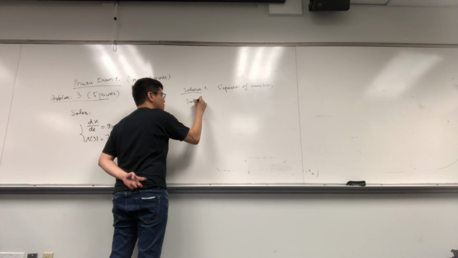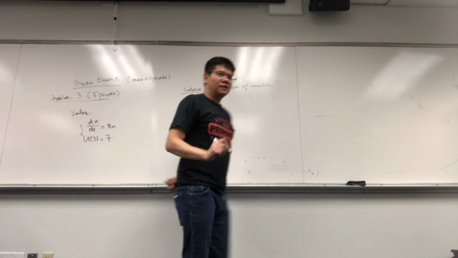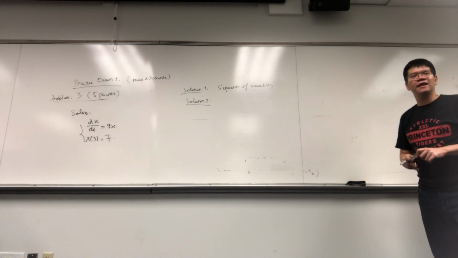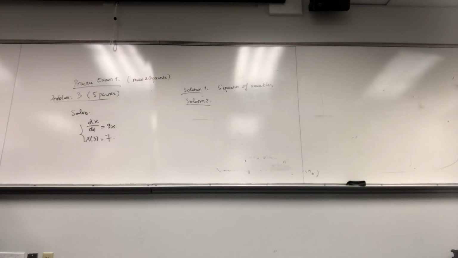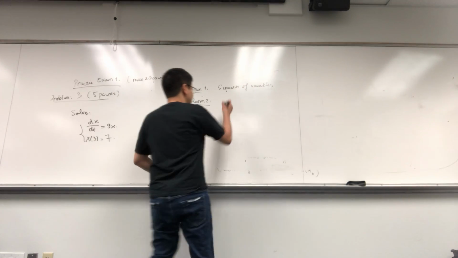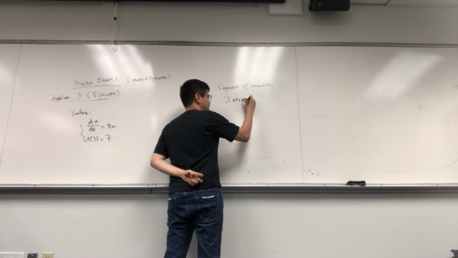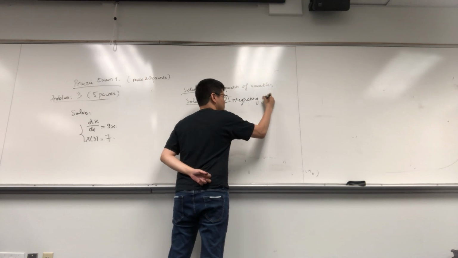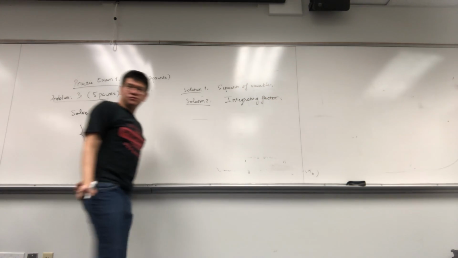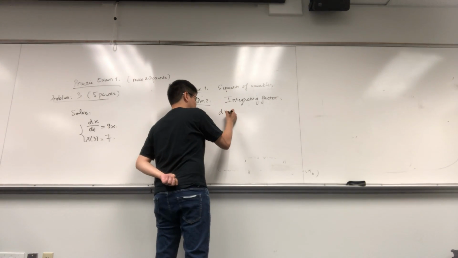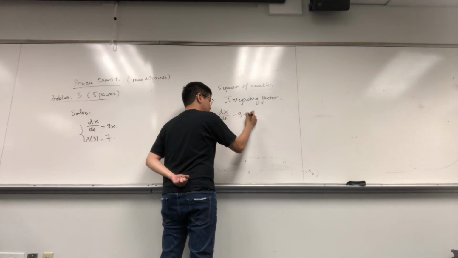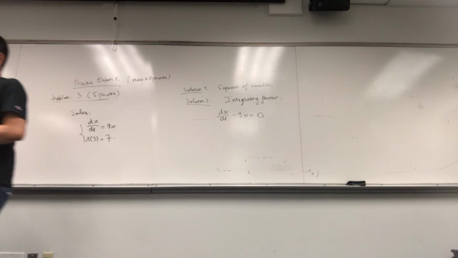Solution number 2. So what is the solution number 2? I want to remind you of the second solution because it's going to be used in the next problem. Yes? Integrating factor. Yes. Can you say at the back of the paper, please? So integrating factor. All right. So to solve this by the integrating factors method, I'm going to write it in the form dx over dt minus 9x is 0.